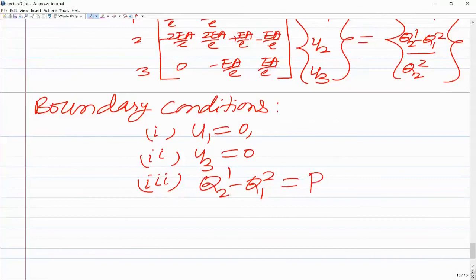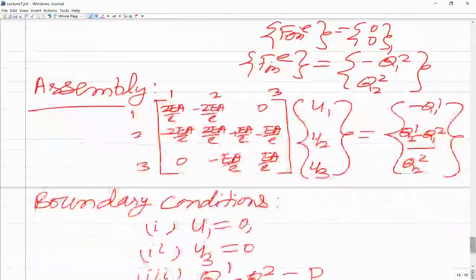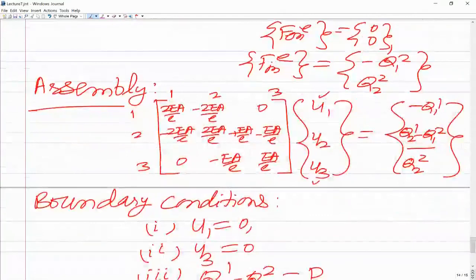So now after these boundary conditions, if you look at the unknowns, what are the unknowns? Now u1 and u3 are already 0, so they are known. u2 is an unknown. And this q21 minus q12 is equal to p, so that is also known. So these are additional unknowns, q11 and q22. And now you see this is a statically indeterminate problem, because now you have two reactions at the right end and left end, and you will have only one equation of equilibrium, the force equation, so you cannot find those.